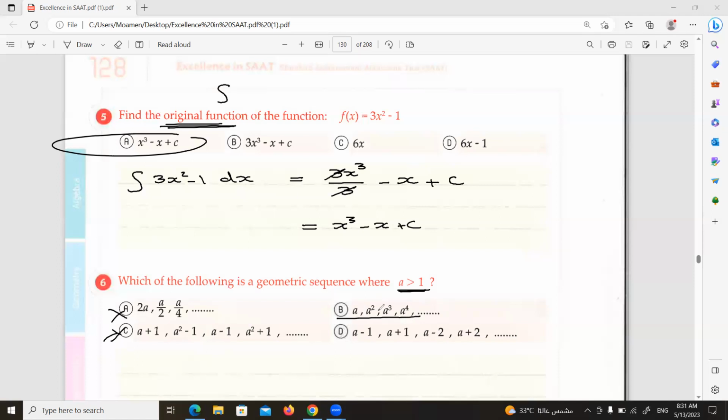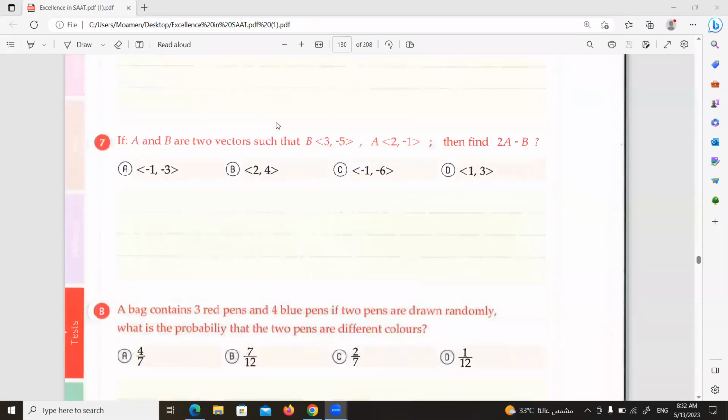You multiply A by A and it becomes A power 2. You multiply by A and it becomes A power 3. You multiply by A and it becomes A power 4, and so on. So our answer will be letter B, because in a geometric sequence you multiply or divide by a constant number, which is called r.